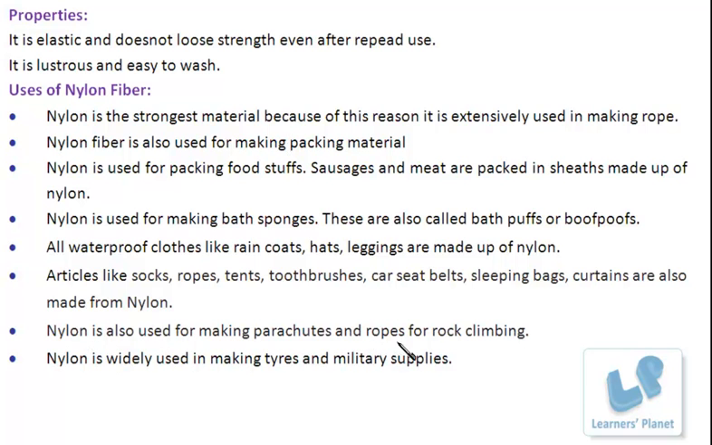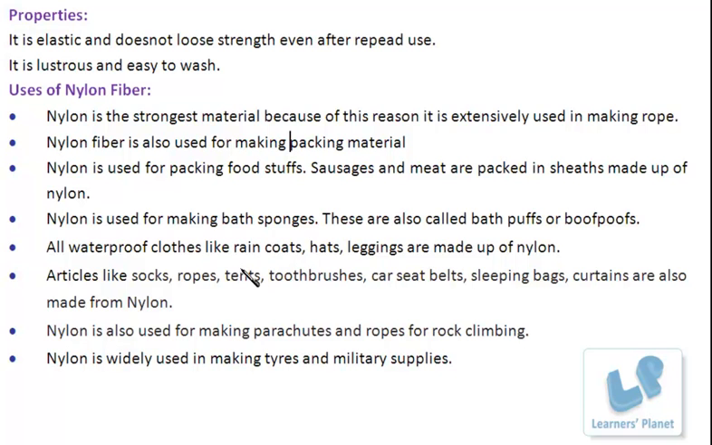Nylon is used for making parachutes and ropes for rock climbing. Why? Because it is very strong. Nylon is widely used in making tires and military supplies. So there are different types of nylon, nylon 66, nylon 6, nylon 2. They are all used for making different types of things depending on the usage. Right? So this is all about nylon.